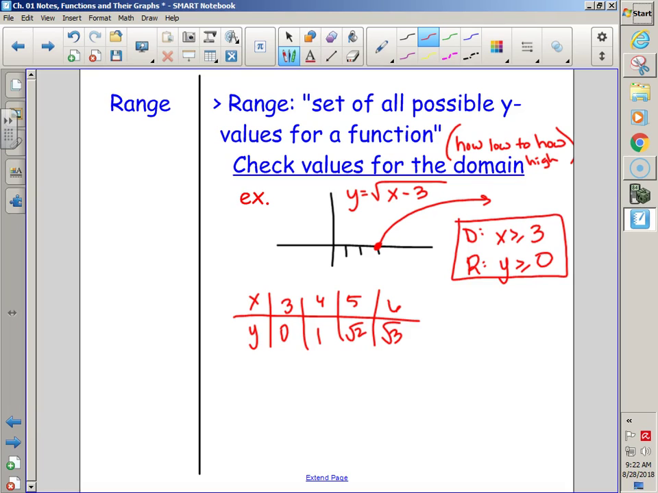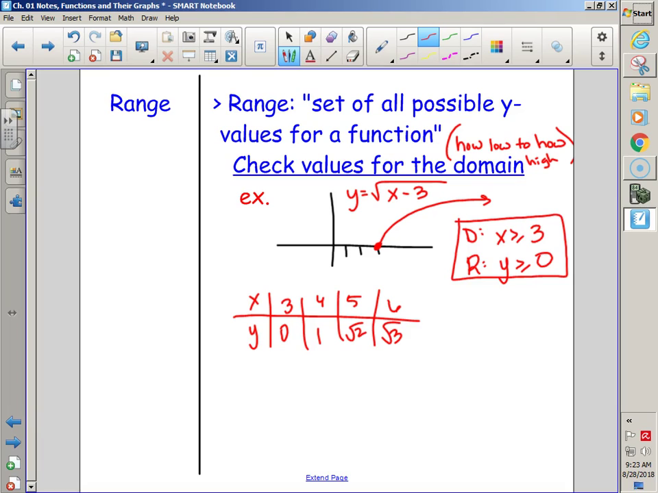How low, how high? Oh, how low? 0. And everything greater. Cool, done. So here's the dilemma. The easiest way to find range is with a graph, but sometimes the hardest thing to find is the graph by hand with a calculator.